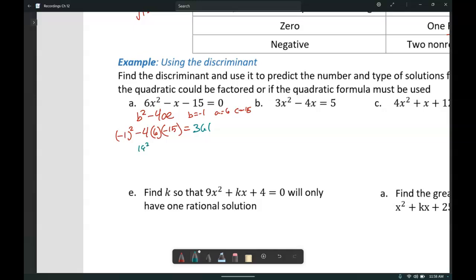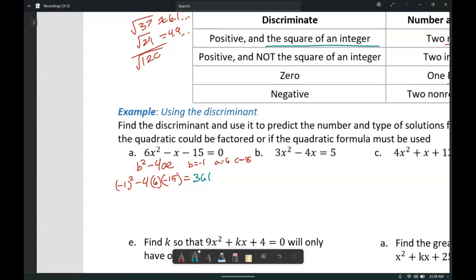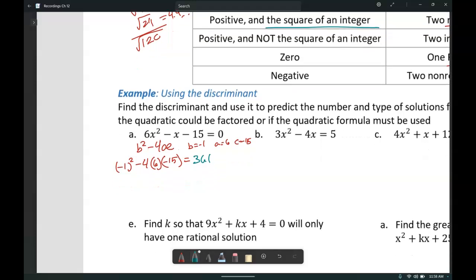361 is 19 squared, which means we have a perfect square. Since it is a perfect square, or the square of an integer, then that means that we will have two rational solutions. So the value of our discriminant is 361. We have two solutions. They are rational. Because it's rational, it means that the quadratic is factorable.